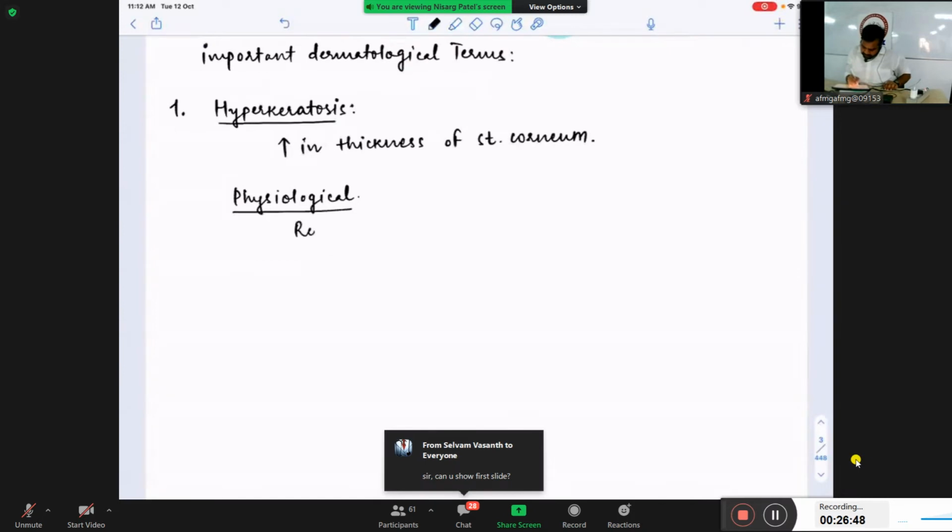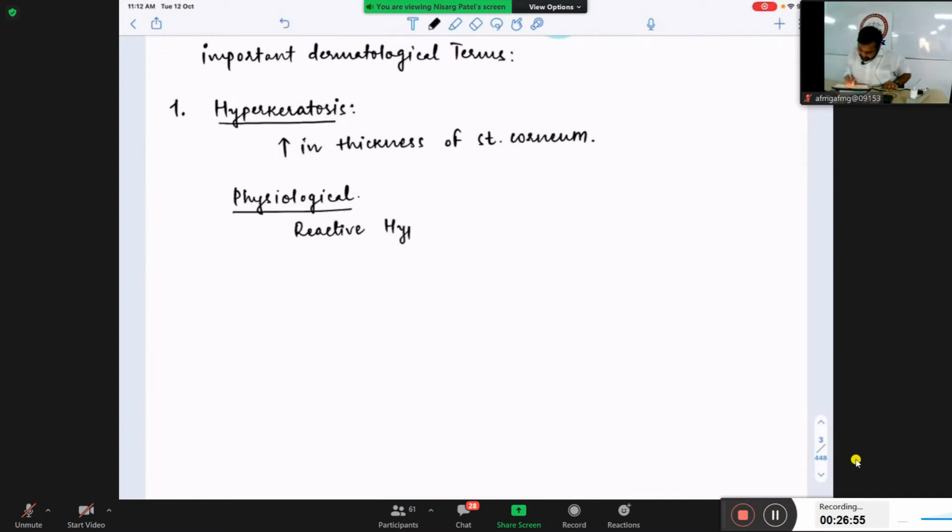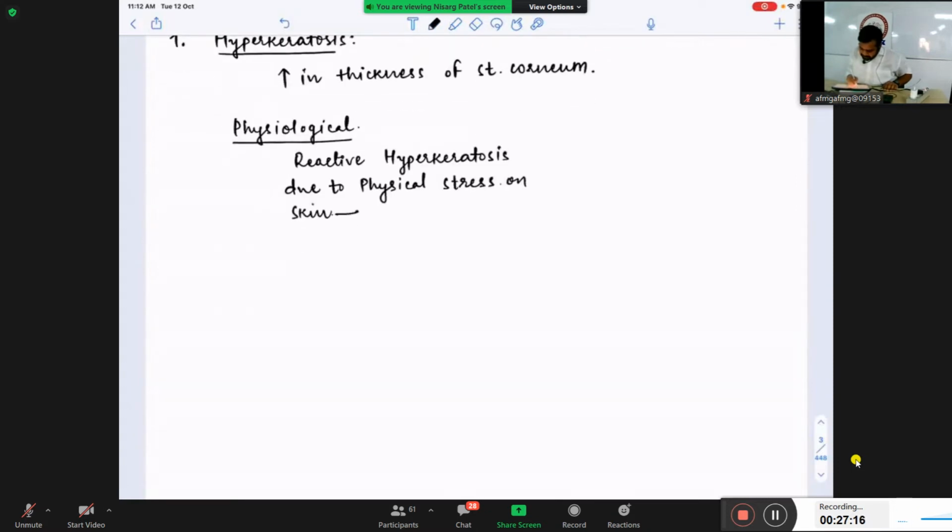So, what is physiological? It is a reactive hyperkeratosis which is due to physical stress on the skin, which is generally known as callosis.